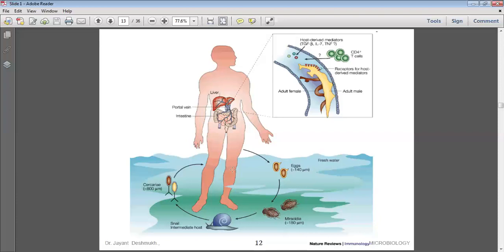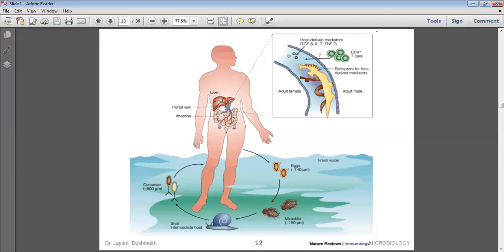Again, I repeat, from the start: the cercaria penetrates the skin. After penetrating into circulation, the schistosomulum is very small, only 100 micrometer, because the whole cercaria is 400 micrometer. They enter into the circulation, go into the lung, then through the systemic circulation to the liver. In the liver, they become mature adults, sexually mature. After sexual maturity, they want to release the eggs.